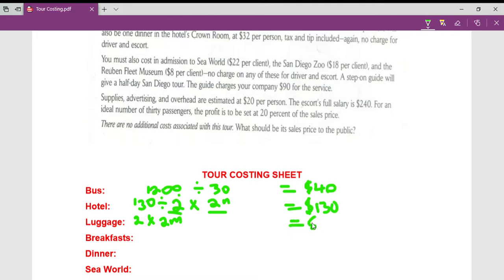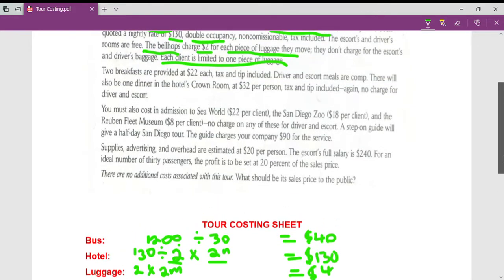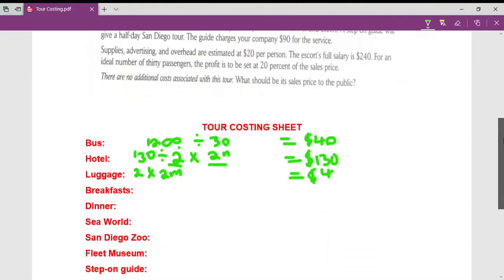In case you're wondering where we get this 2, the only time they move your luggage is when you check in and when you check out. So when you check in, they charge you $2. They take the luggage to your room. When you check out, they take the luggage from your room as well. So 2 plus 2 equals 4.